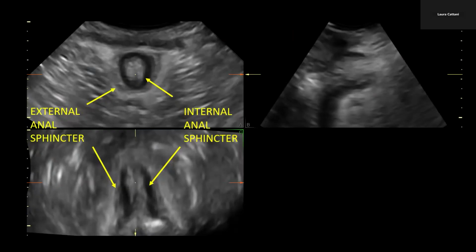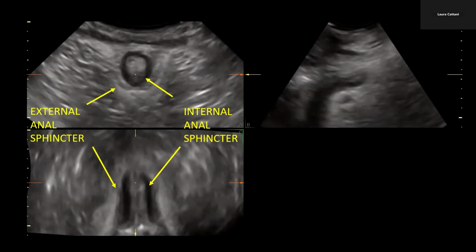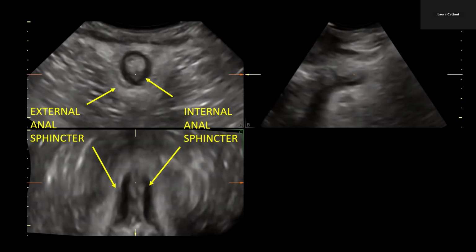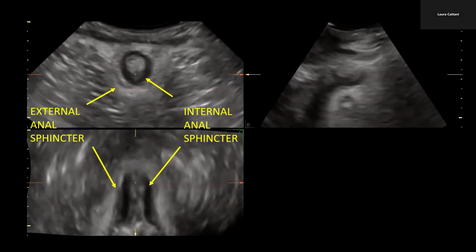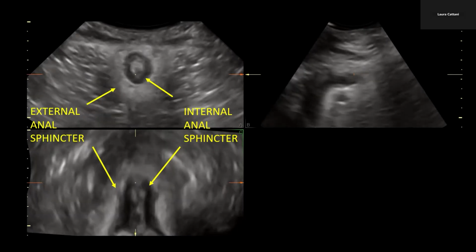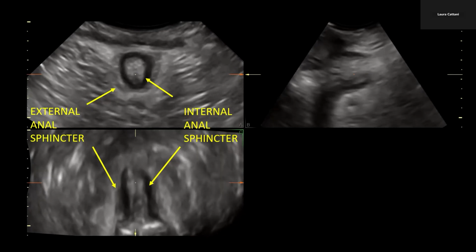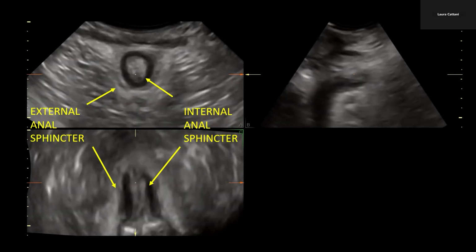This is the 3D acquisition obtained in multiplanar view. The external sphincter is hyperechoic, while the internal sphincter is anechoic. In this clip, the woman is performing a pelvic floor muscle contraction. The external sphincter is squeezing, and this enhances its hyperechogenicity, so that it's easier to discriminate. Contraction is recommended to evaluate sphincter integrity by tomographic ultrasound imaging.